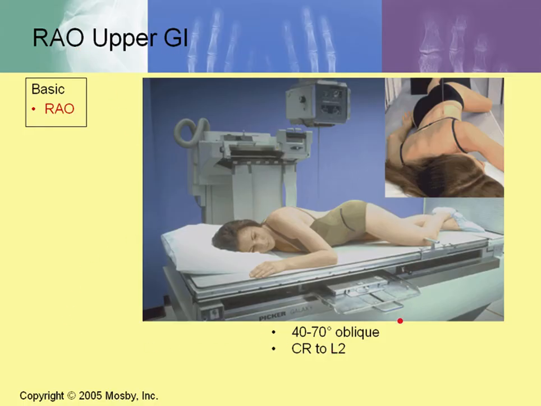RAO for the upper GI, 40 to 70 degree oblique. You're moving that upper GI, your area of interest, away from your spinal column. So that's why you're doing a 40 to 70 degree oblique. Central ray at L2, okay? So just a little bit above the iliac crest.